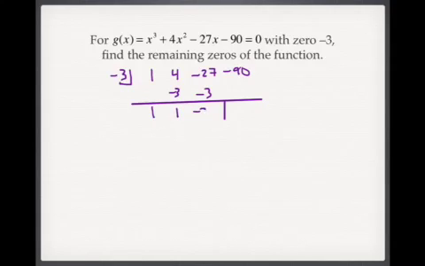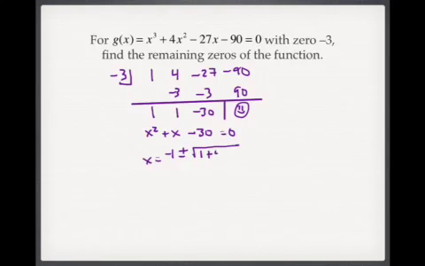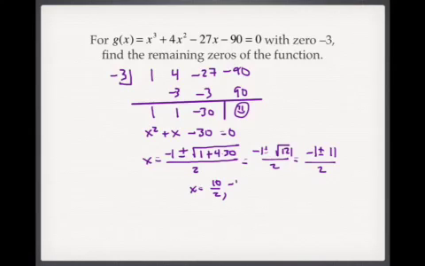So we'll do our synthetic substitution, and lo and behold, 0 remainder, hooray. And we now have a reduced polynomial, which would be x squared plus x minus 30 equals 0. Now we could factor that, or we could do the quadratic formula. I'm just going to go ahead and do the quadratic formula. Negative 1 plus or minus the square root of b squared, 1, minus 4ac, 4 times 30, all over 2, which is negative 1 plus or minus the square root of 121, which is a perfect square. Negative 1 plus or minus 11 over 2, so I get 10 over 2, and negative 12 over 2, which is 5, and negative 6.